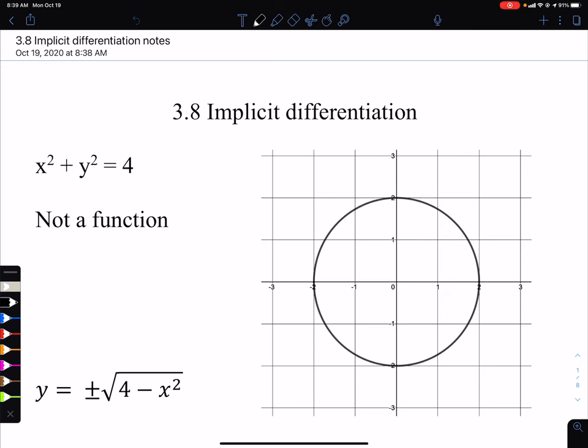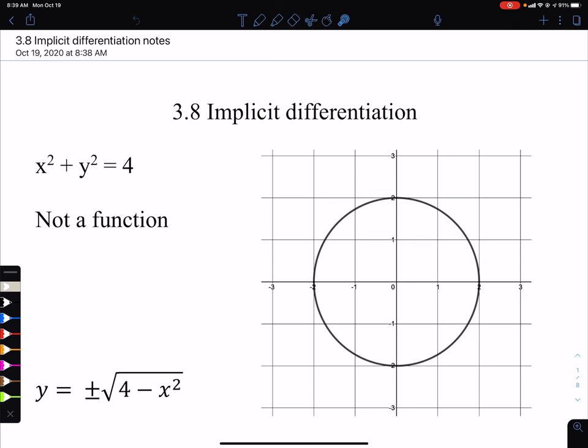We are doing Chapter 3, Section 8, Implicit Differentiation. So what is implicit differentiation? I'll explain this to you. In the past, when you're taking derivatives, you always had the form y equals some function, and you just took the derivative directly. But if you look at this, you don't have y equals. So how do you take the derivative if you don't have y equals?